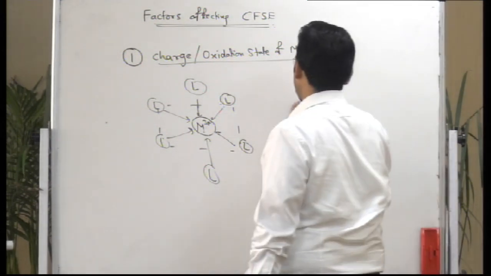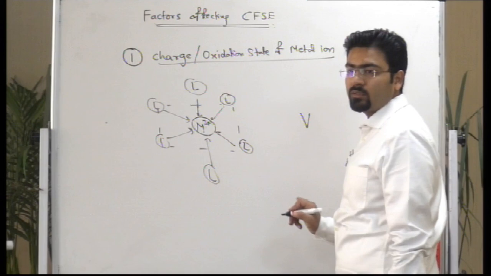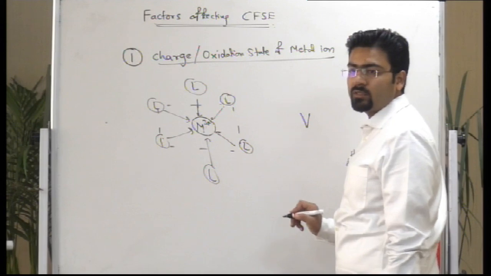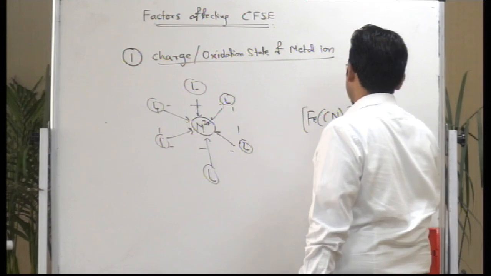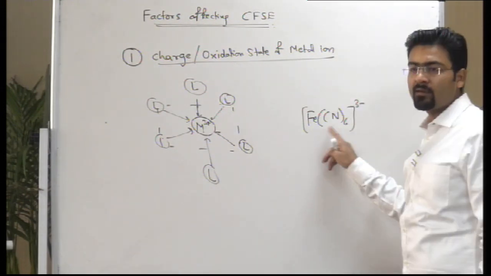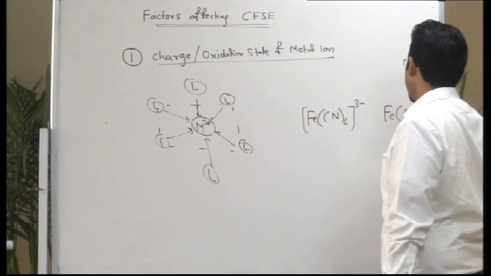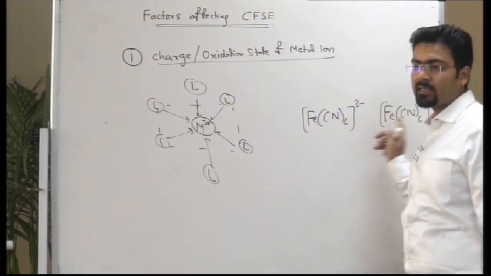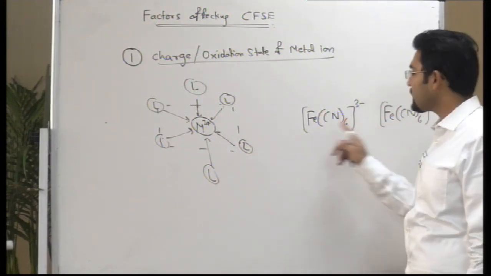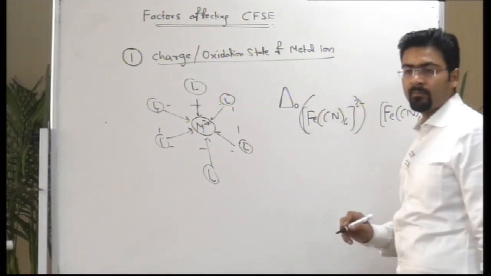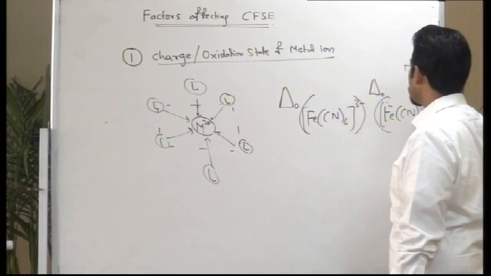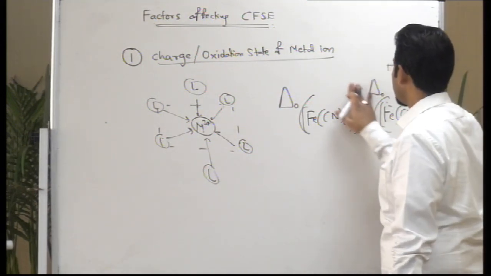So for example, if I'm comparing two complexes, let's suppose one is [Fe(CN)6]3-. In this case, 6 cyano ligands are there and they're forming an octahedral complex. Another is [Fe(CN)6]4-. In this case, 6 cyano ligands are there and they're again forming an octahedral complex. Here you have ferric ion, here you have ferrous ion. So if I'm comparing delta O of this complex with delta O of this complex, then this will be larger.